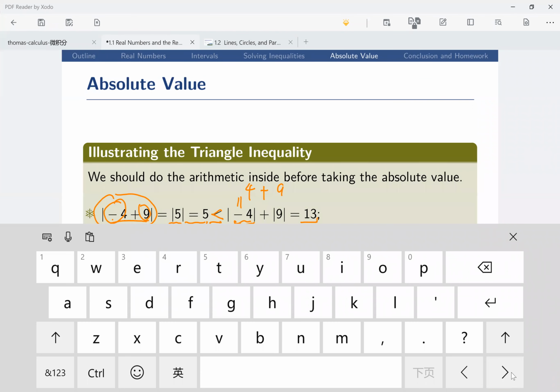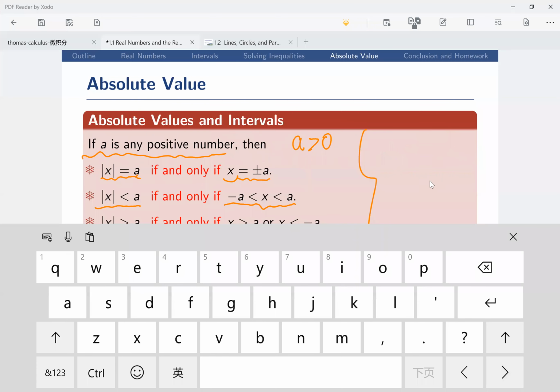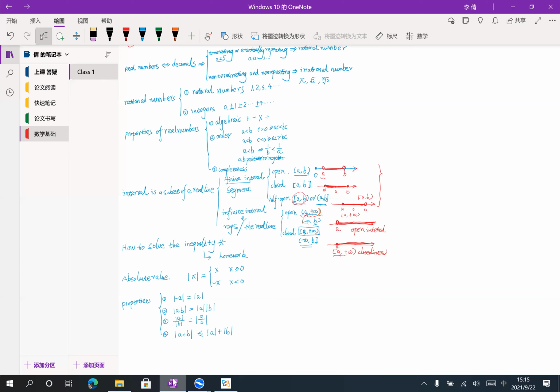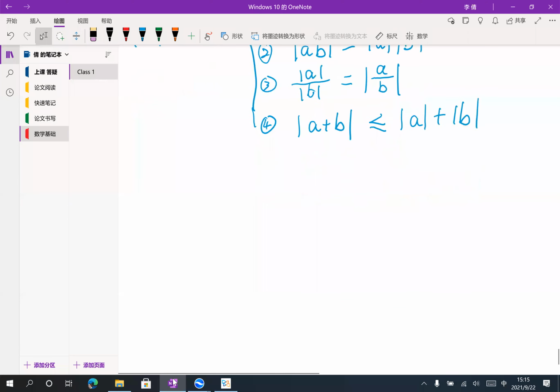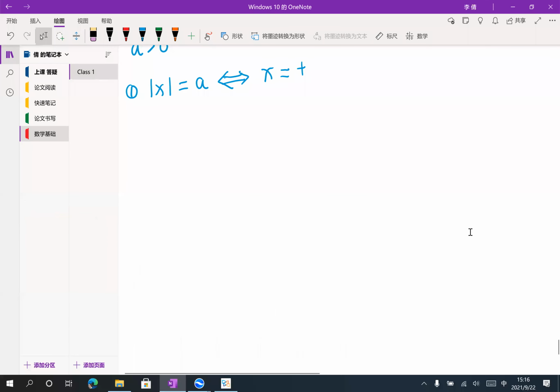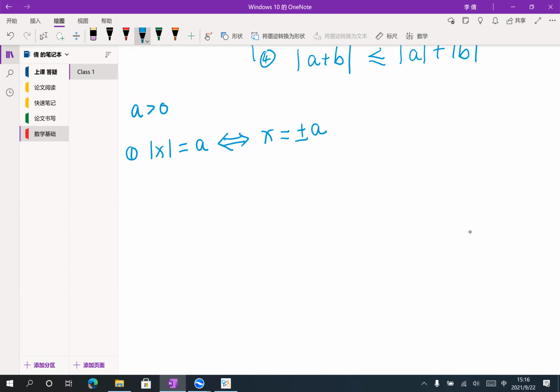And then next we studied the following. Let's see the absolute values and their intervals. If A is a positive number, A is larger than 0, and the first one is: the absolute value of X is equal to A if and only if X is equal to A or negative A, right? If and only if means the left implies the right, and the right implies the left.